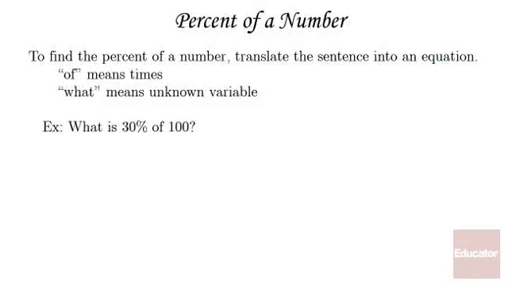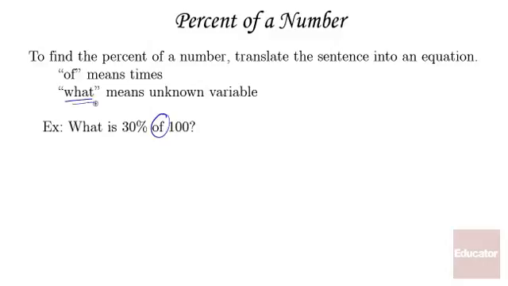So when we're finding a percent of a number, that means we're finding a portion of a number, right? Some part of a number. Now, whenever we have a percent of a number, let's translate the sentence into an equation. Of means times. Whenever you see the word of in the sentence, it means times.